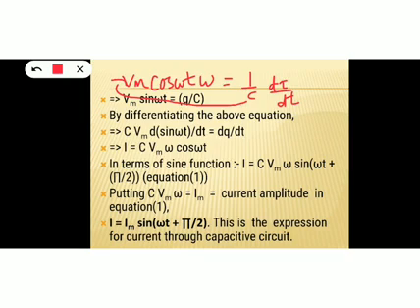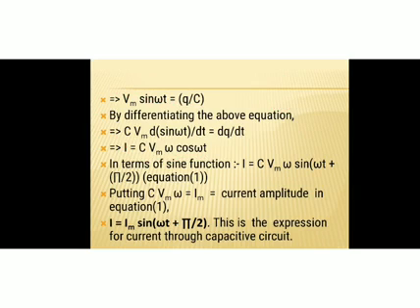So when you bring C to this side, you will get C Vm omega cos omega t, and on this side you have dq by dt. What is dq by dt? That is current, charge per unit time, that is current I. So you will get current I is equal to C Vm omega cos omega t. Our voltage is Vm sin omega t, and current in the capacitive circuit is C Vm omega cos omega t.